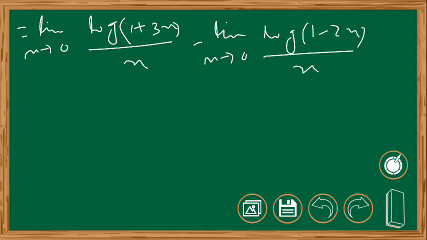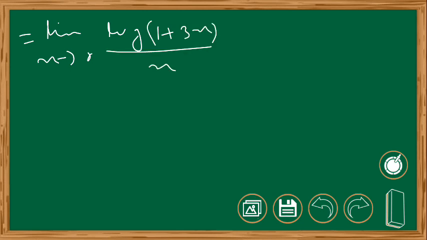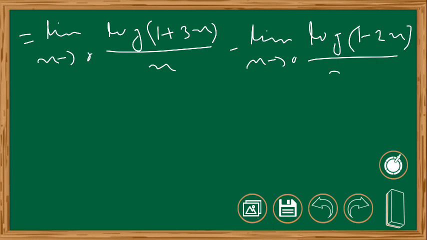Now let me recall one of the properties of limit. In 11th standard you have read limit x tends to 0 of log of 1 plus x divided by x. We have some technical problem, so let me write this once again. The expression is limit x tends to 0 of log of 1 plus 3x divided by x minus limit x tends to 0 of log of 1 minus 2x divided by x.